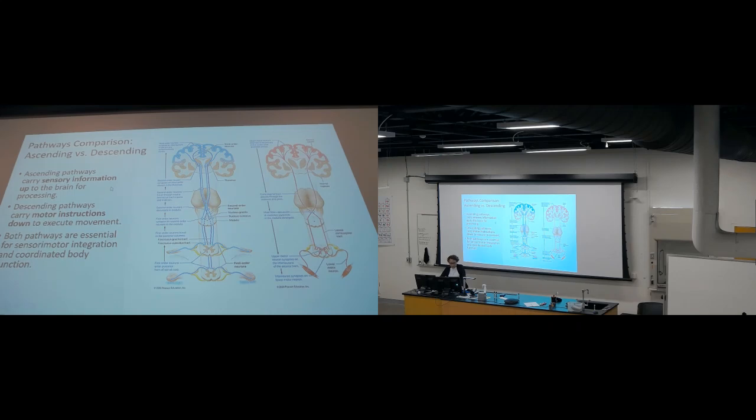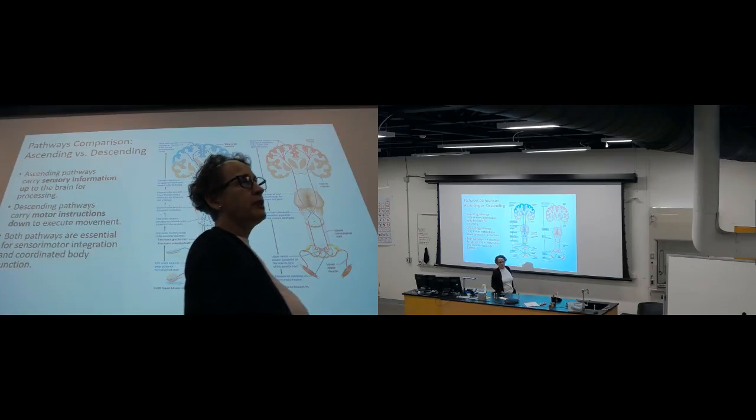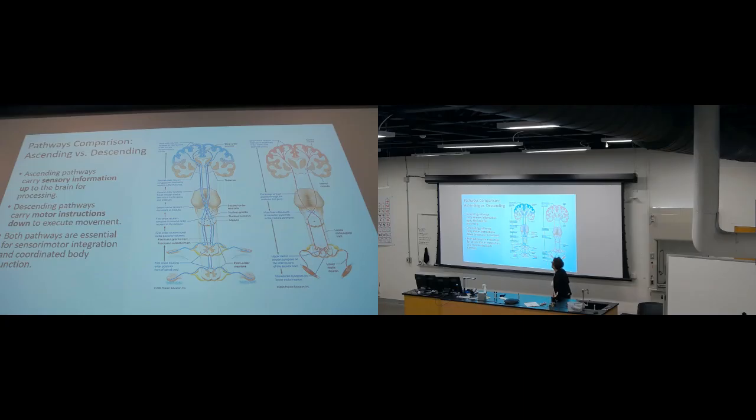Okay, so let's get started. So last time we were talking about differences between the ascending and descending pathways. So remember, in the nervous system, the pathways are like highway roads where you have information going in one direction, or well, vehicles going in one direction, and then vehicles going in the opposite direction. So ascending means going up.